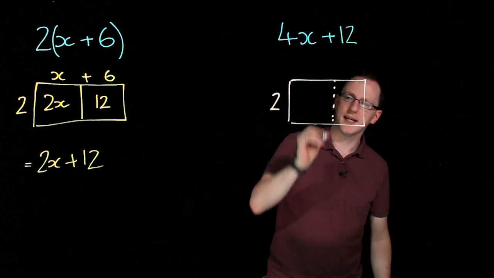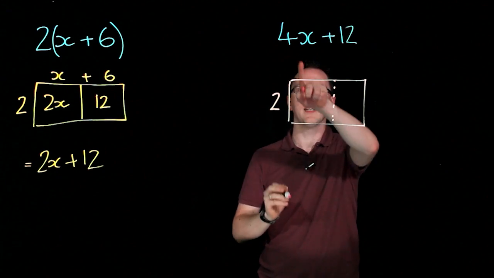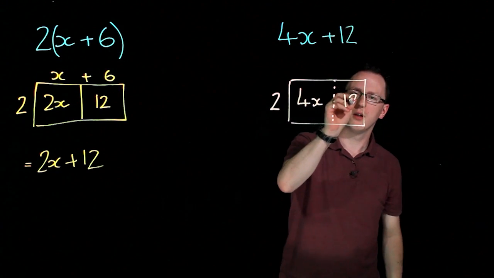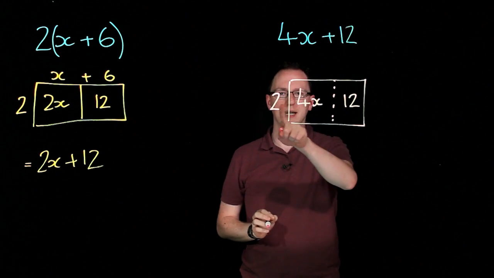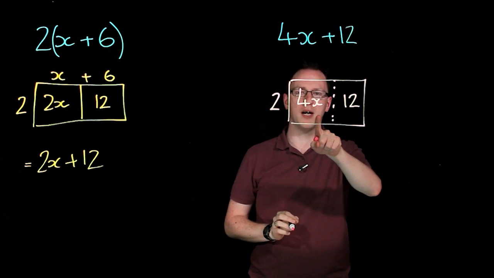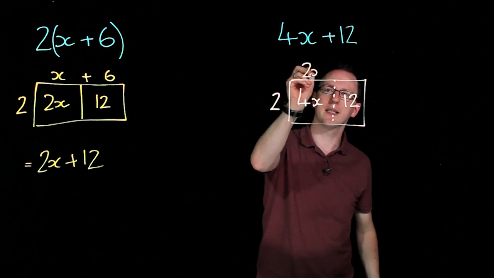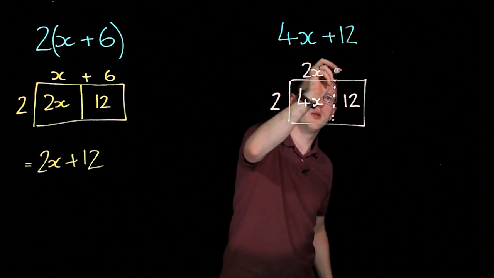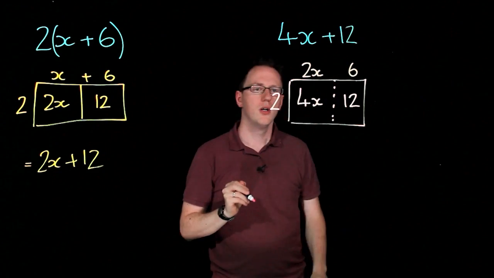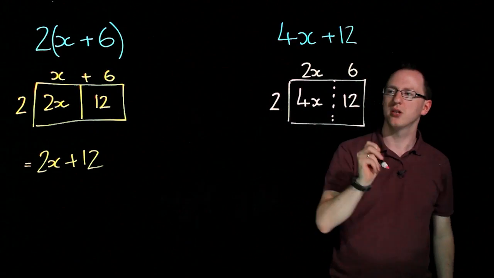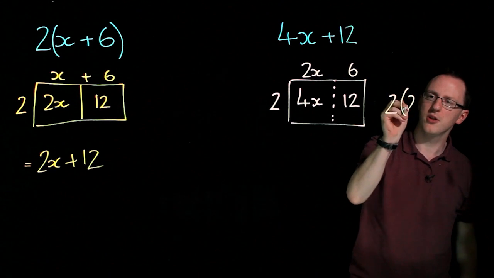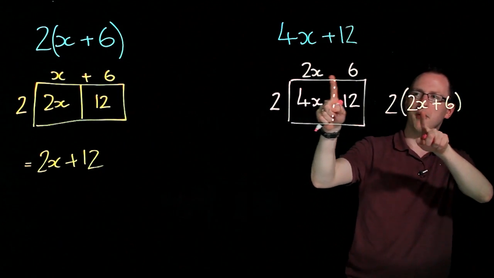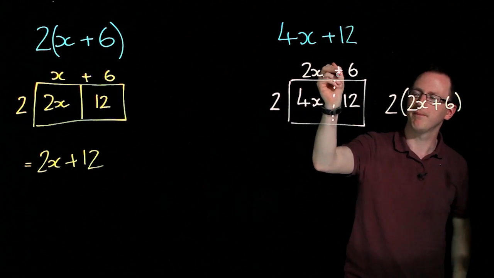Well, I want this side length to be 2, and for this area to equal 4x, and this area to equal 12. So for this area to equal 4x, it has to be 2 times something that makes 4x. Well, it's 2 lots of 2x. And for this area to be 12, it's 2 lots of something to make 12, which would be 6. So I can write 4x plus 12 as 2 brackets 2x plus 6. This length 2, this length 2x and 6 plus 6.